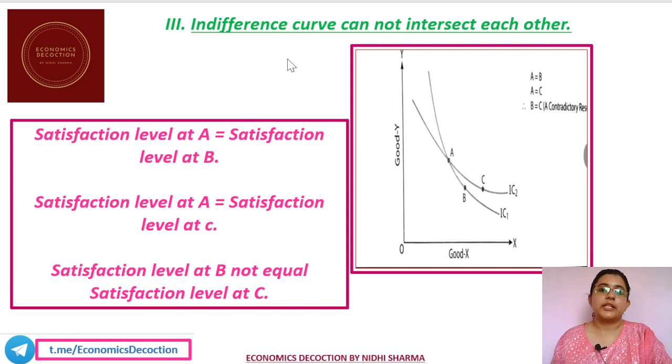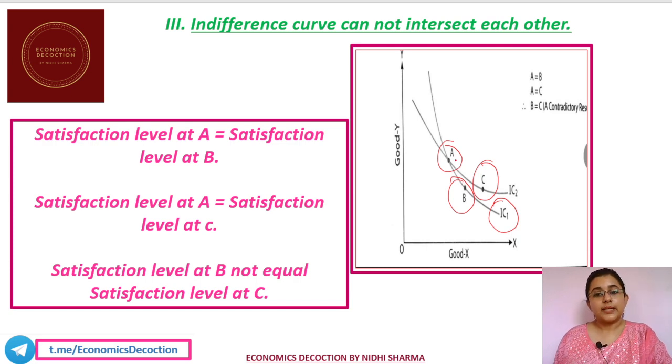Two indifference curves cannot intersect each other. This is a very important property of the indifference curve because here you can see in the diagram we have combination A, combination B and combination C. We have three combinations. Okay. So the satisfaction level at combination A would be the same as the satisfaction level at point B, because point A and point B both lie on the same indifference curve, that is on IC1. So by that rule of same level of satisfaction, satisfaction at A would be the same as satisfaction at B.